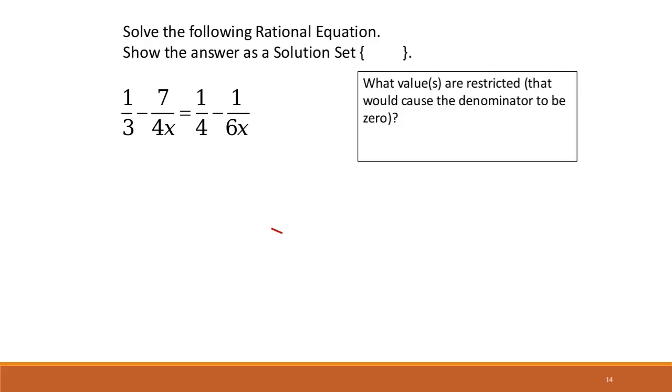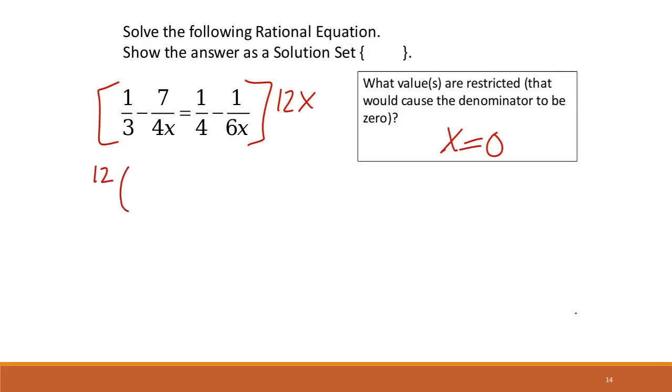So again, we see it, we have multiples of x, so we know that x cannot equal 0. So 0 is our restricted value here. So we're going to multiply both sides by the least common denominator here. This time we're thinking 3, 4, and 6. That gives us a 12, and then we have an x, so we need to take that into consideration. So we're multiplying every single one of these values by 12x.